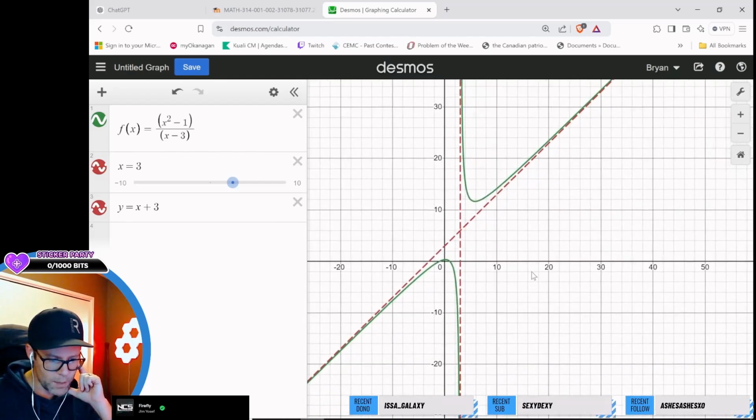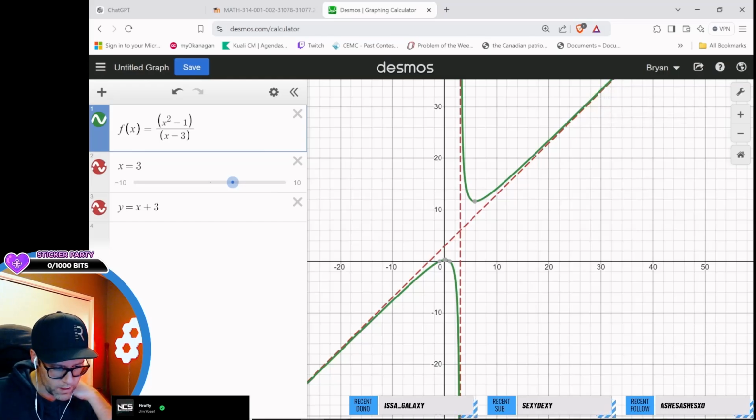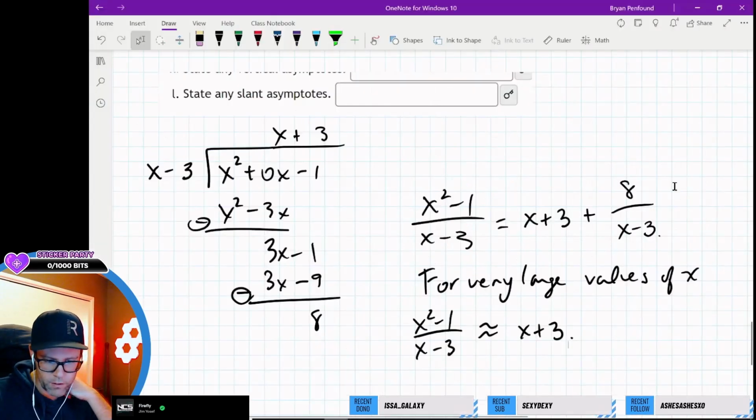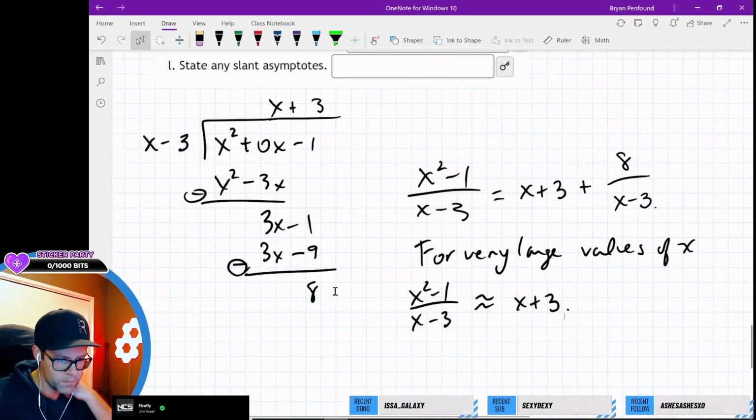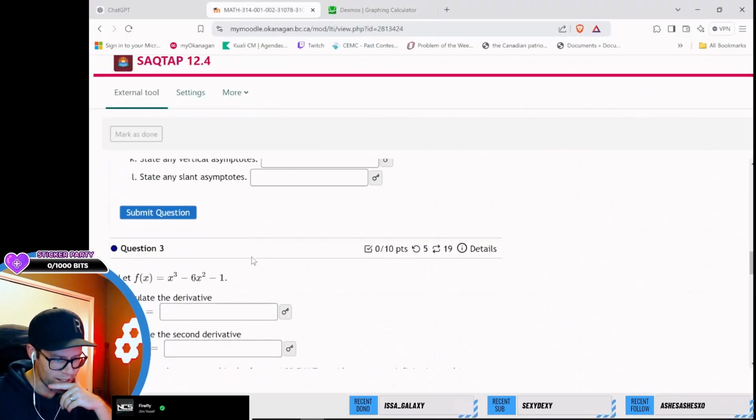So I guess it's just a limit kind of problem, right? As the x values get really, really big, this green function is going to get closer and closer to this particular line. It's all based on this quotient and remainder relationship after doing the long division. So yeah, that's kind of cool. That makes sense. I wasn't expecting to have to solve for slant asymptotes tonight, though. Oh my gosh.